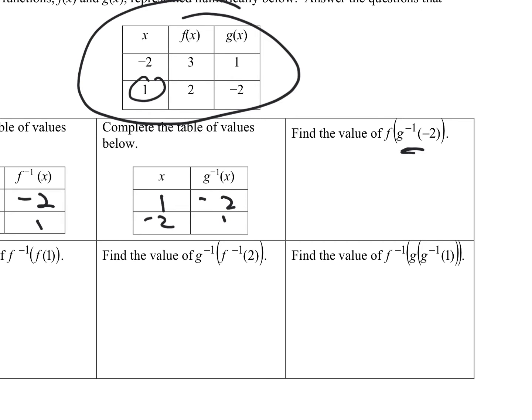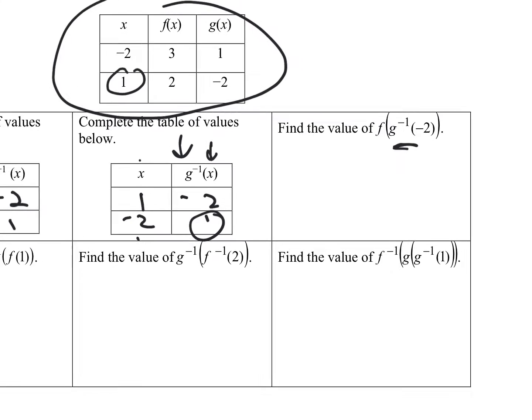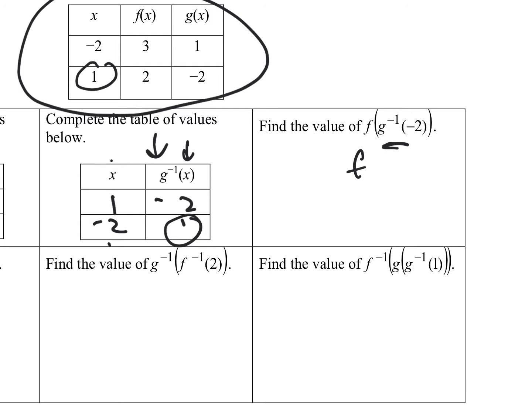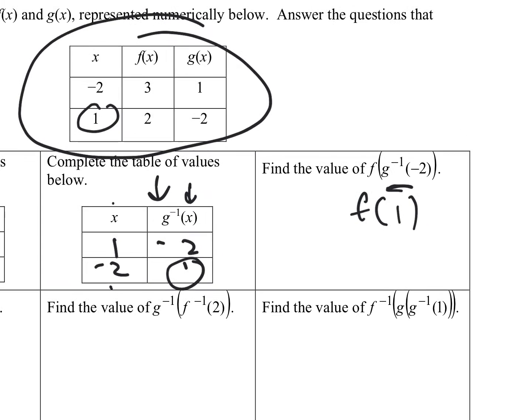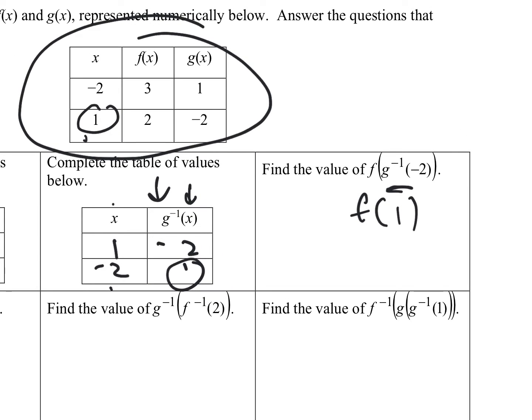Now, you could also look at the g inverse table. Right here, you could look at this table. G inverse of a -2, since this is g inverse, here's your -2, it also says 1, doesn't it? So it agrees with what you did at the top. So then we write f of 1, which is very simple. Now you have to go back to the big table because that's where the f is. F of 1 is 2. And I think we did say that was the answer.